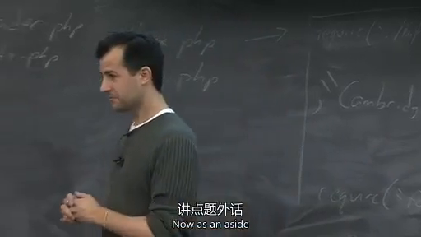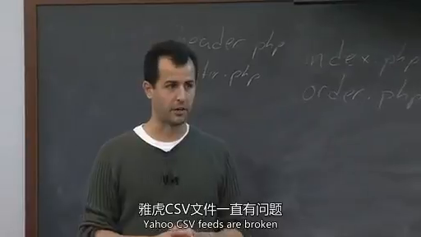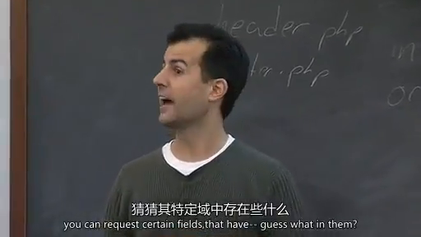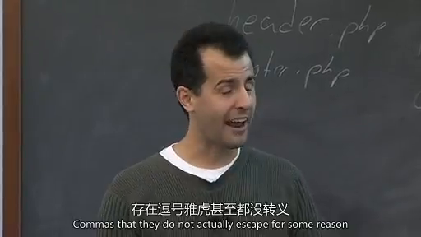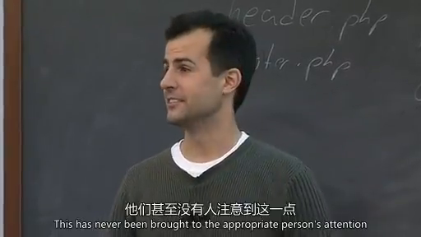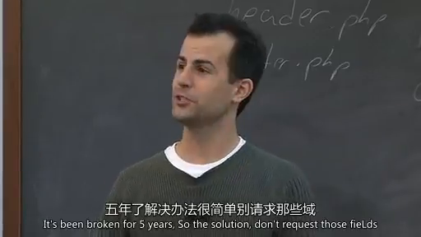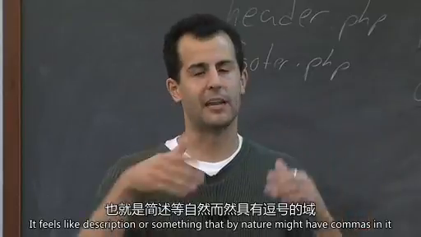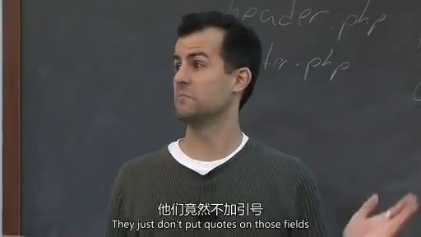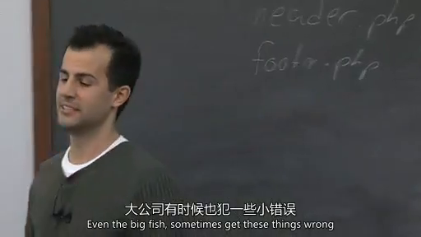Now, as an aside, it's been this way for like 5 years now. Yahoo CSV feeds are broken. You can request certain fields that have, guess what, commas in them that they do not actually escape for some reason. This has never been brought to the appropriate person's attention. It's been broken for 5 years. So the solution, don't request those fields. It's fields like description or something that by nature might have commas in it. They just don't put quotes around those fields. So even the big fish sometimes get these things wrong.